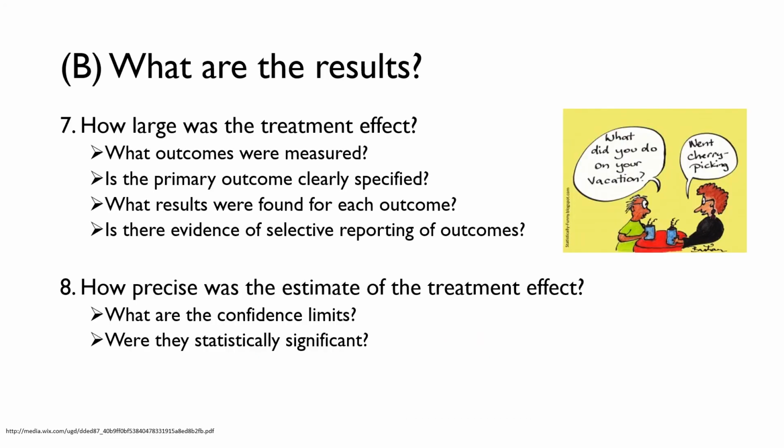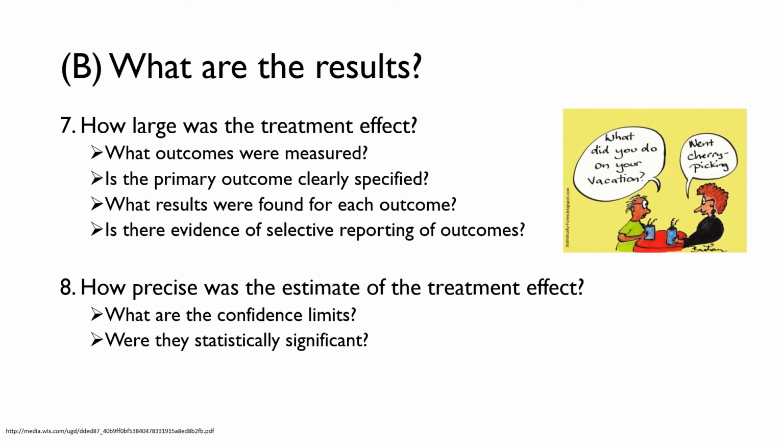The next section is what are the results? This is key in being able to digest a randomized trial and understand its utility. So what were the outcomes measured? Is the primary outcome clearly specified? We'll think about this as we design our trial, picking a key outcome we want to look at. And then what results were found for each outcome?